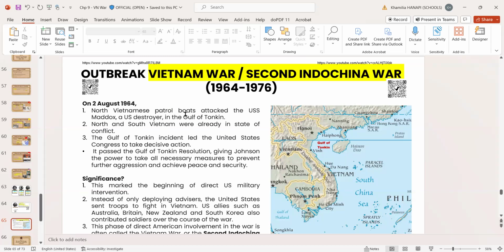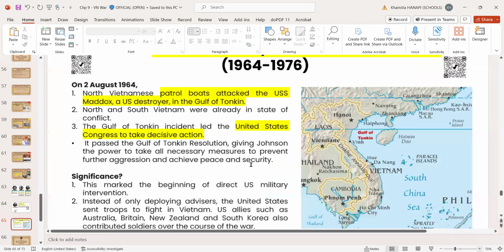The North Vietnamese patrol boats attacked this particular US ship in the Gulf of Tonkin. A gulf is just a space, like a body of water sheltered by land like this. This is the meaning of gulf. Now, something happened here, and because of it, the United States Congress, or the Parliament, decided to make a more decisive action, that means do something more. And because of this, Johnson, this guy here, had all the powers to prevent further aggression and try to achieve peace and security.